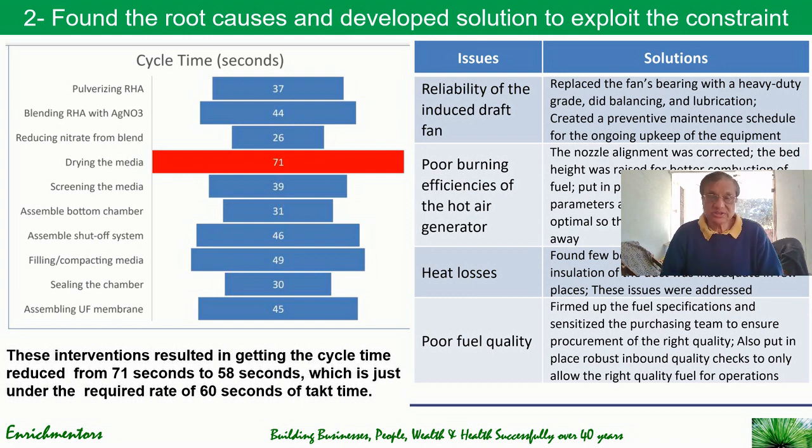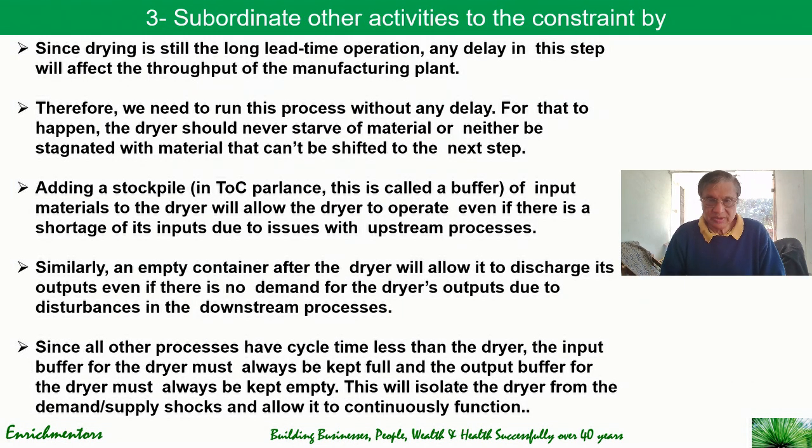So the third step was, once we have discovered the actions that we can take to reduce the cycle time, we subordinate all the other activities to this constraint. And since the drying is still the longest lead time operation, any delay in this step would really affect the throughput of the manufacturing process. So for this to happen, what we must do is make sure that at the input side, there's never a shortage of material that would lead the drying to get stagnated or be waiting for material to happen.